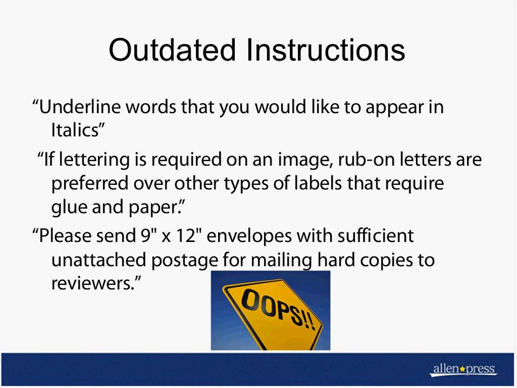We see some of these common outdated instructions still in author guidelines. Underline words that you would like to appear in italics. Obviously, this is no longer necessary as it's geared towards a hard copy and not an online submission. Look for things like, if lettering is required on an image, rub-on letters are preferred over other types of labels that require glue and paper. Please send 9 by 12 envelopes with sufficient unattached postage for mailing hard copies to reviewers.